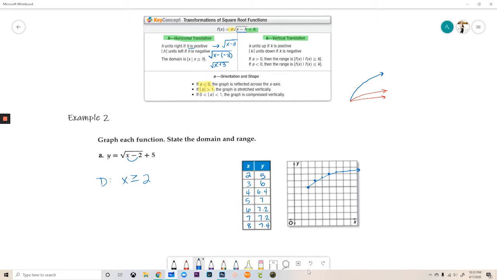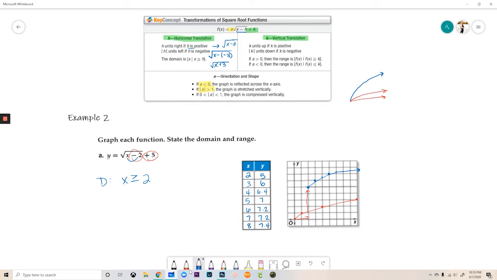You could take your normal function, and I'll do that probably on the next one. You could take your parent function. We know that it starts here, and it goes like this, 4, 2, and then 5, 6, 7, 8, 9. So here's our parent function. As you guys can see, we have a right shift of 2, 1, 2, and we went up 5, 1, 2, 3, 4, 5, and that's where our graph is now. So you can jump to doing it that way instead, or you can make a table.